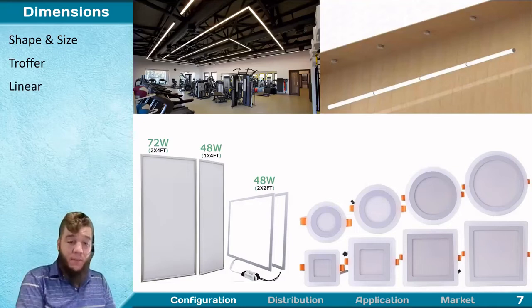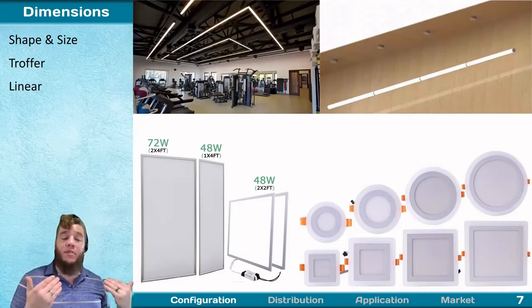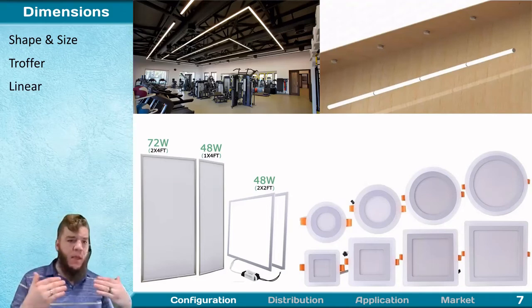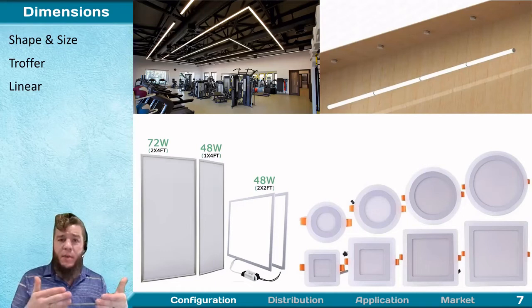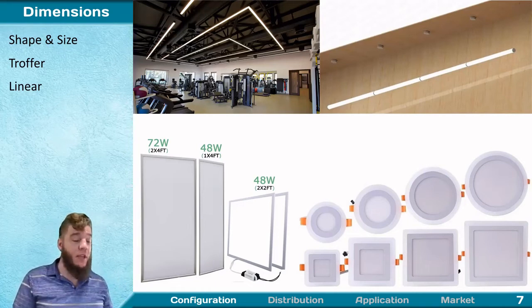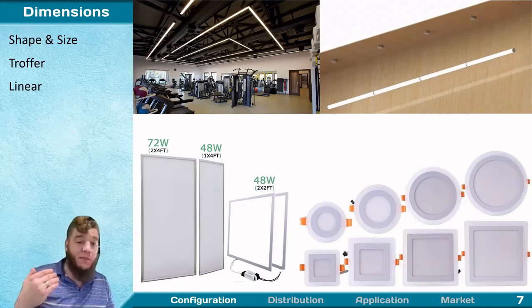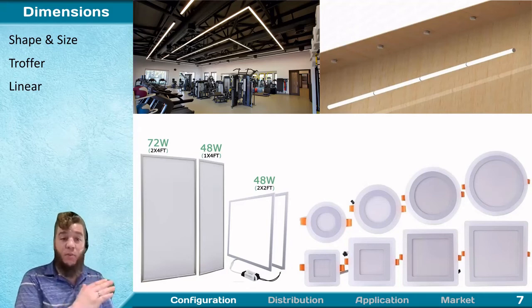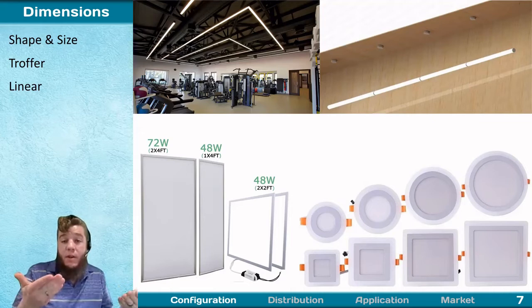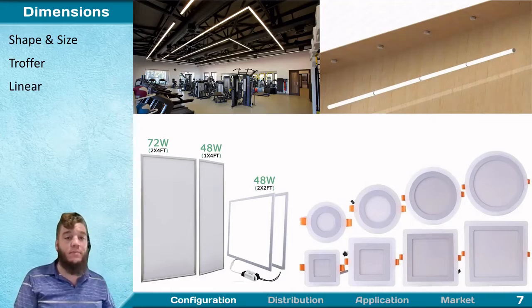And linears. I briefly mentioned this earlier, but linears can typically be linked together to create long lines of light or geometric patterns on your ceiling. And you'll be able to specify them in a variety of lengths. Most linear pendants will come in, say, 4, 6, 8, and 12-foot sections, and you can recombine them to create lines of light of whatever length you need.